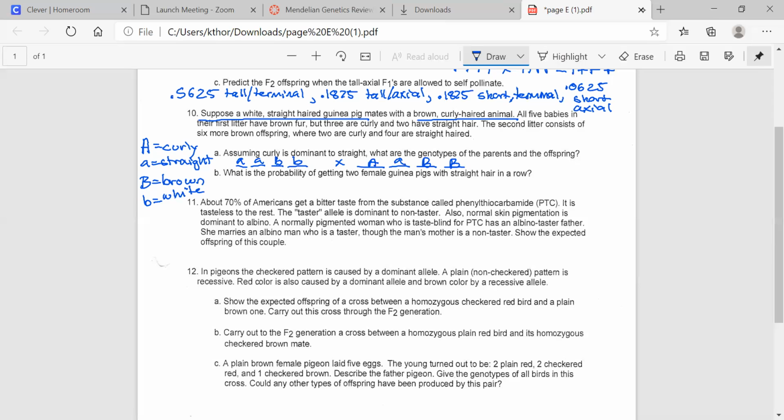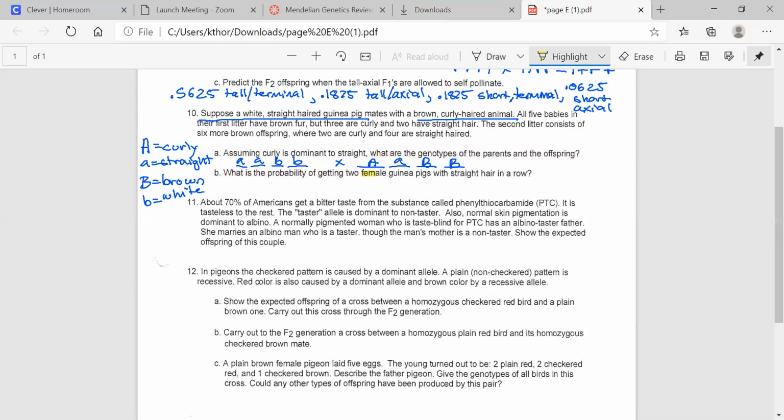And this one is brown curly hair, so it shows the dominant traits for both, but they produced all brown babies, which is going to lead me to believe that the genotype for the brown fur is homozygous dominant. And then, because they produced 3 that are curly and 2 that are straight, then it must be heterozygous, because when you have heterozygous crossed with homozygous recessive, it's 50-50.